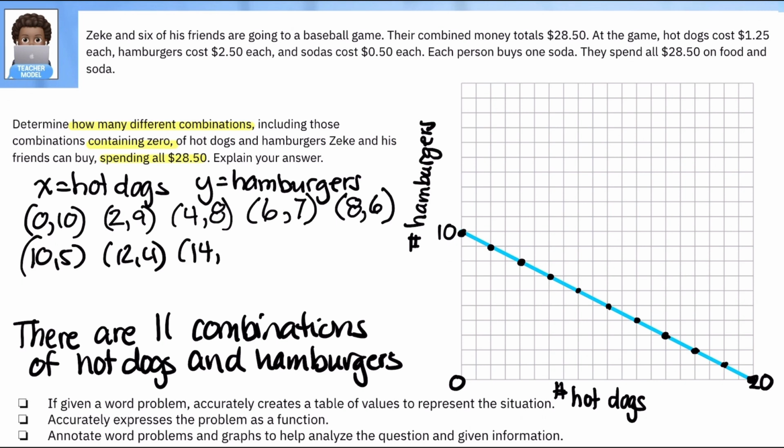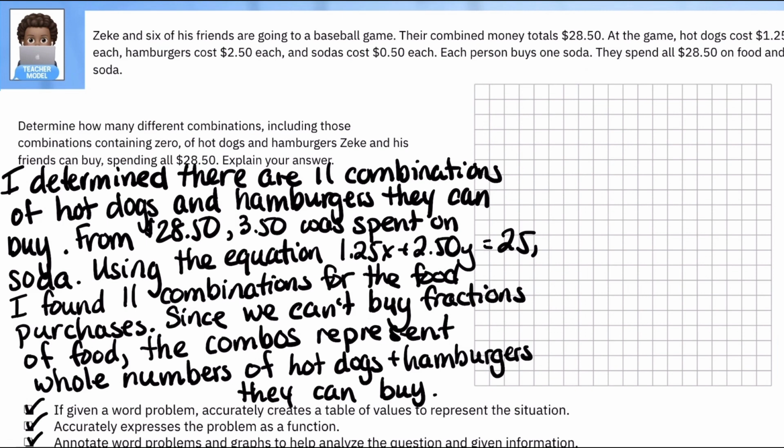So you can hit pause and jot this down into your notes while I finish the last of the combinations. Here we go. I determined there are 11 combinations of hot dogs and hamburgers they can buy. From $28.50, $3.50 was spent on soda. So I want to explain that so we know where the 25 came from and so no one is left guessing. Clearly, the person grading knows where it came from. They want to make sure that you also understand that context.